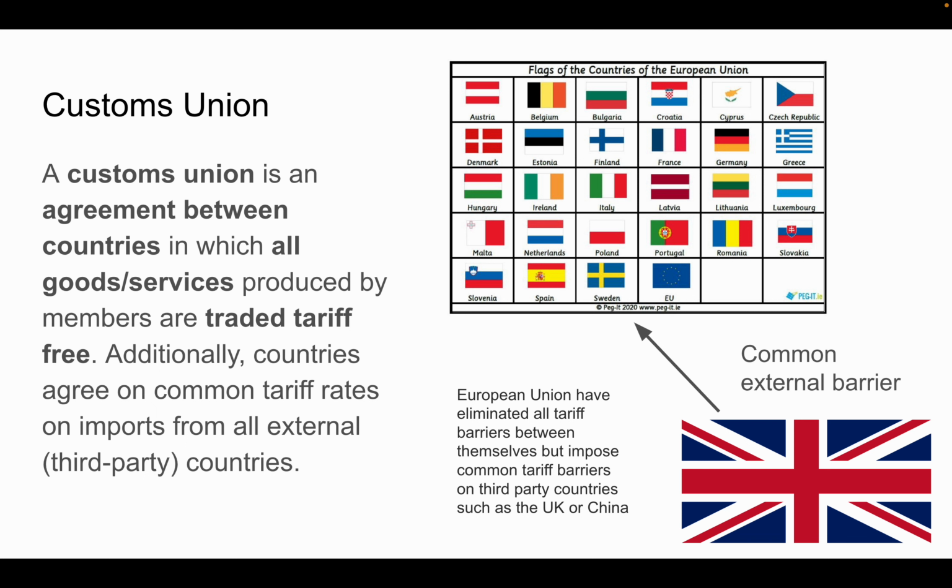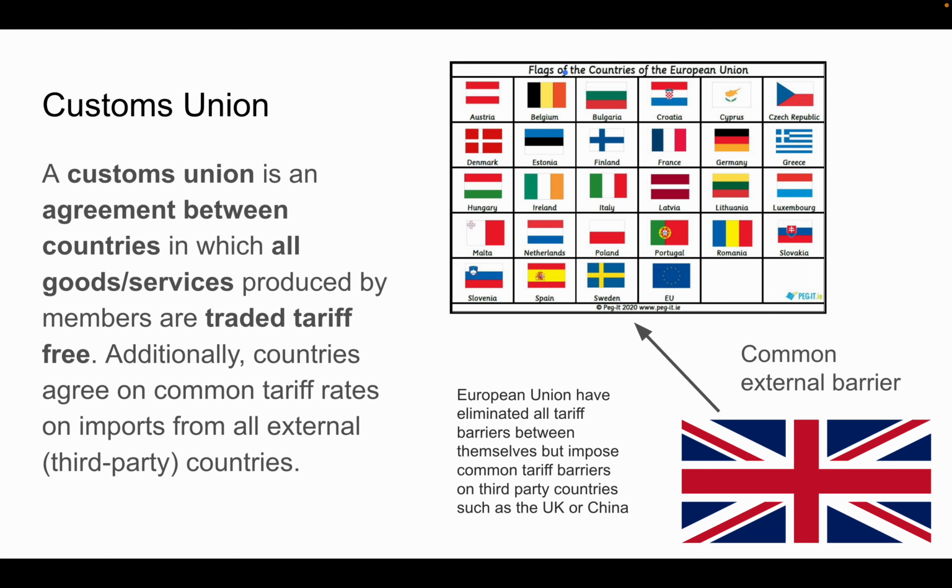So next I have the customs union. A customs union is an agreement between countries in which all, that's very important to note, goods and services produced by members are traded tariff-free. Additionally, countries agree on common tariff rates on imports from all external third-party countries. So remember, a tariff is a tax on imports.